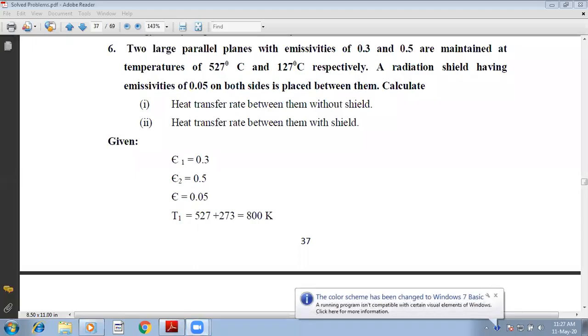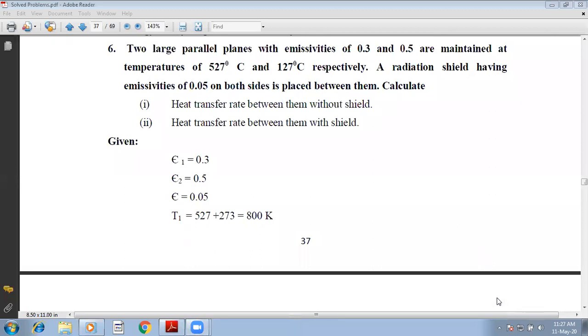In today's session, we will discuss some more problems pertaining to the topic radiation. The first problem goes like this.